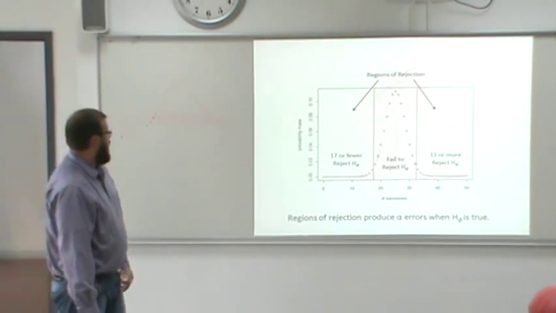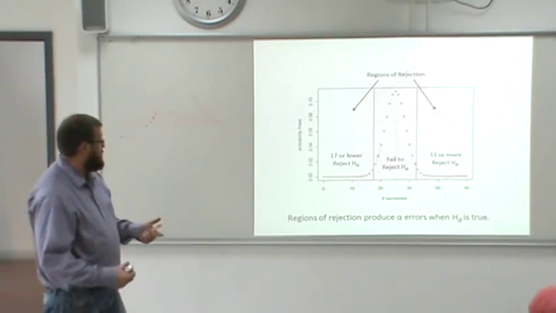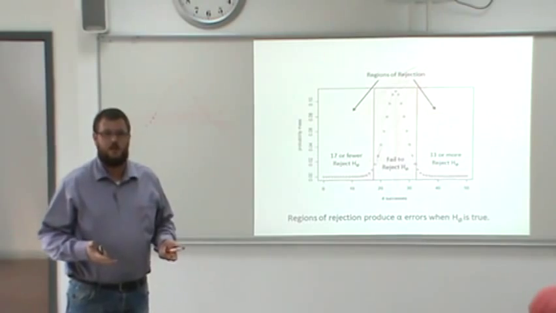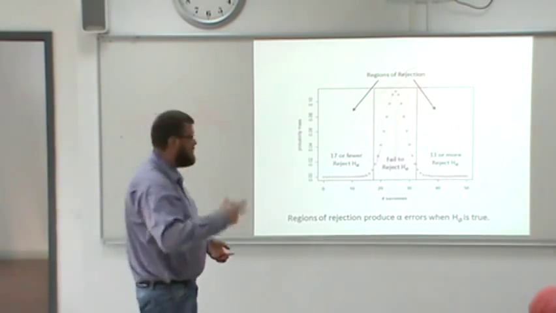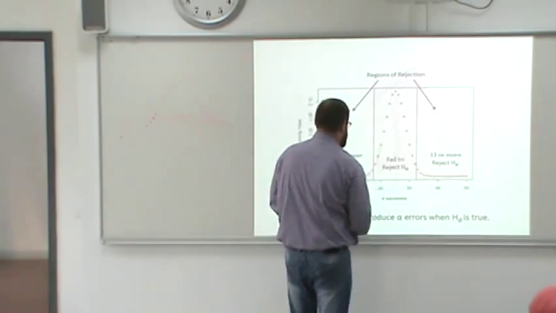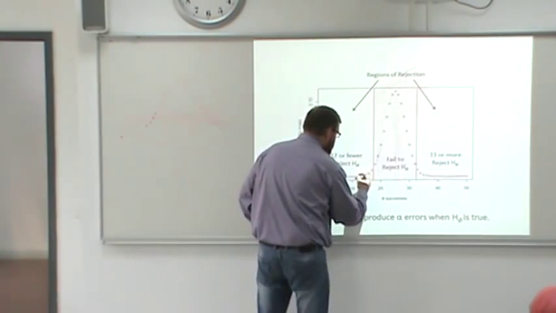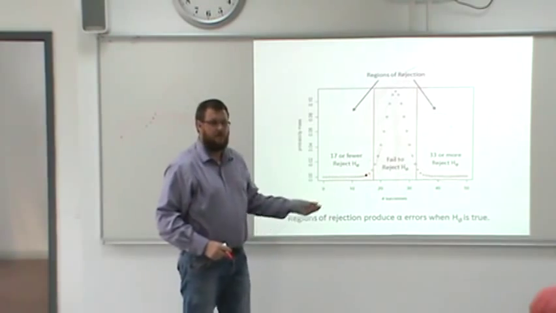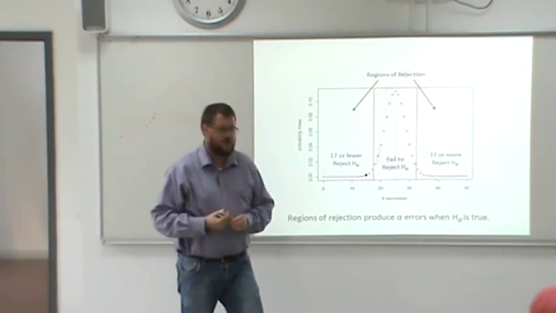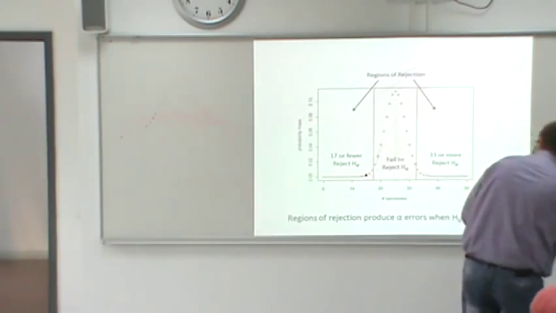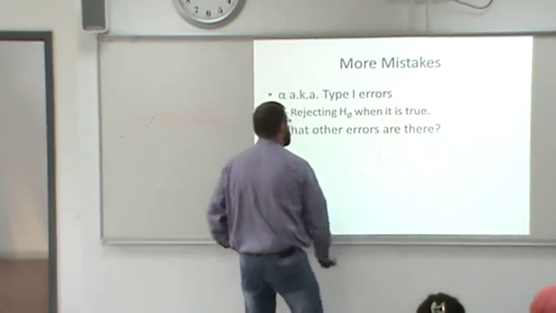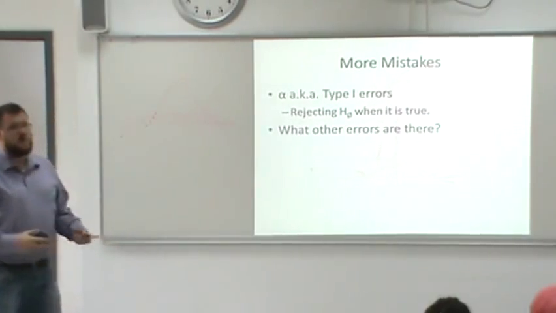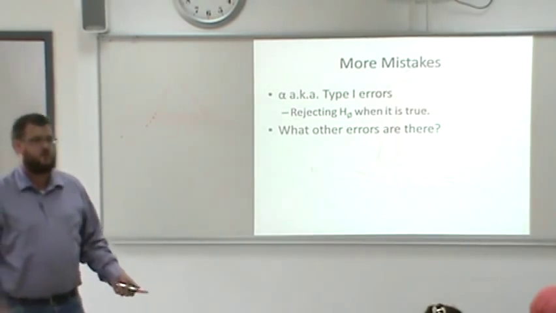The regions of rejection are going to produce alpha errors when the null hypothesis is true, because sometimes when the null hypothesis is true, you'll get values like this. They're improbable, but they still happen. So we make alpha errors. We also call alpha errors type 1 errors. This is when you reject a null hypothesis when it's true.